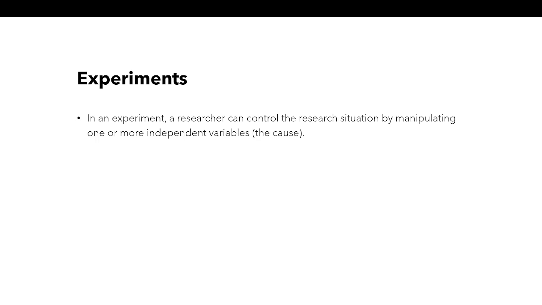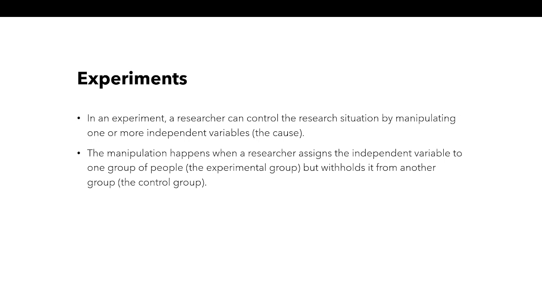In an experiment, a researcher can control the research situation by manipulating one or more independent variables. And so, I put the cause here in parentheses just to reinforce that, making that association between independent variables and thinking of them as our cause variable. The manipulation happens when a researcher assigns the independent variable to one group of people, which we would then refer to as the experimental group, but withholds it from another group, which we would then refer to as the control group.